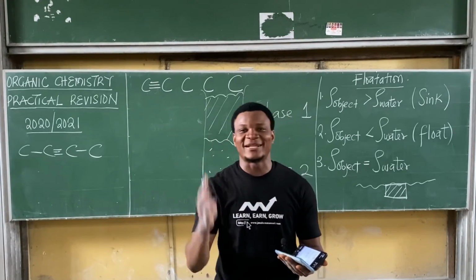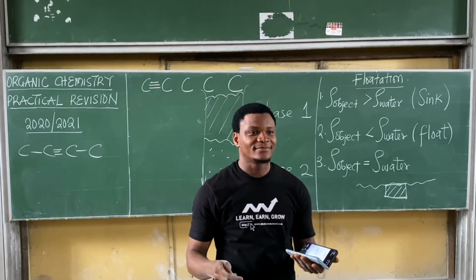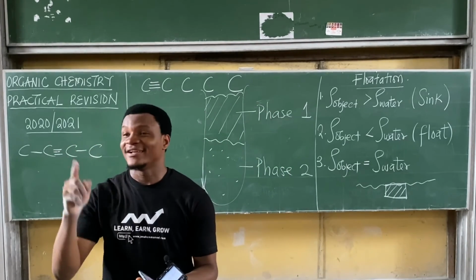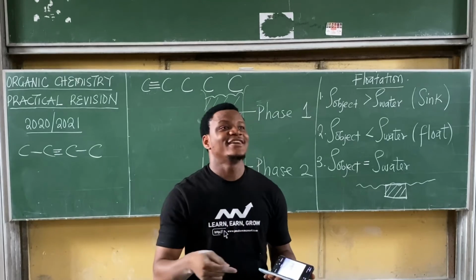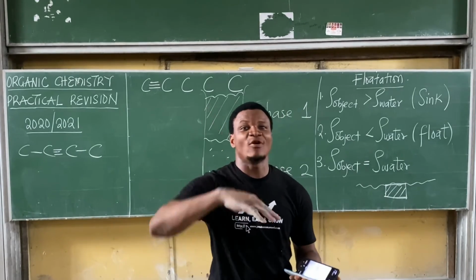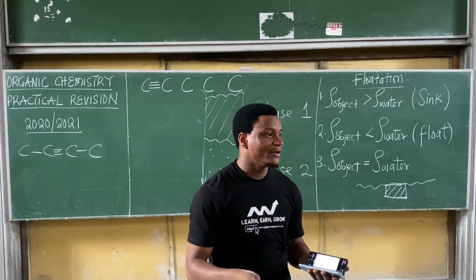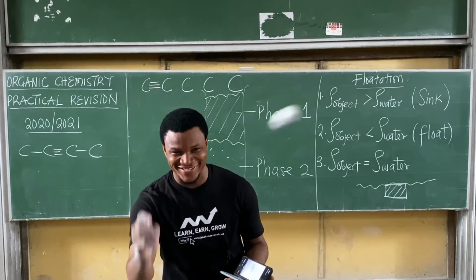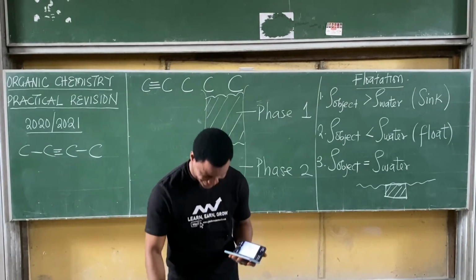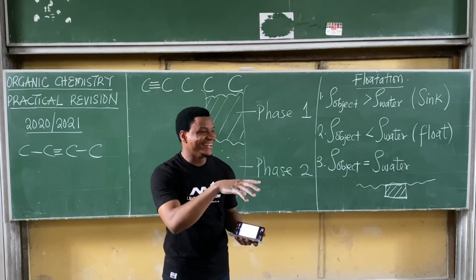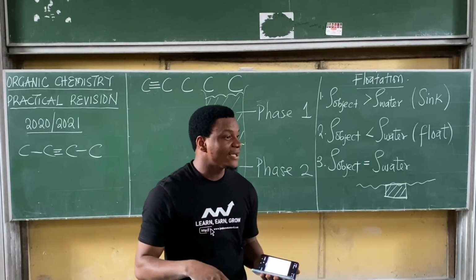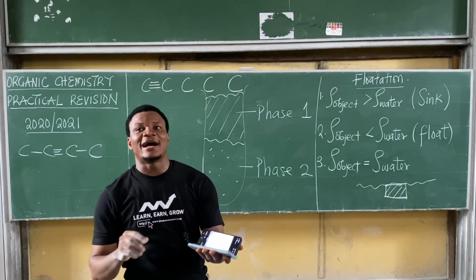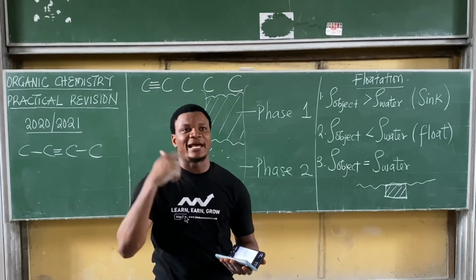What's number 3? Give me number 3. Anyone? Do not eat in the laboratory. That's 3. Give me one extra one, one for the road. Someone said don't do horseplay. All right, avoid chemicals coming in contact with your eyes and your skin.